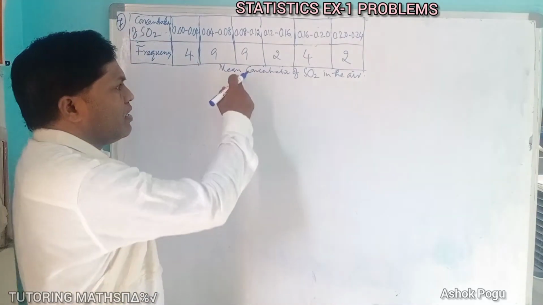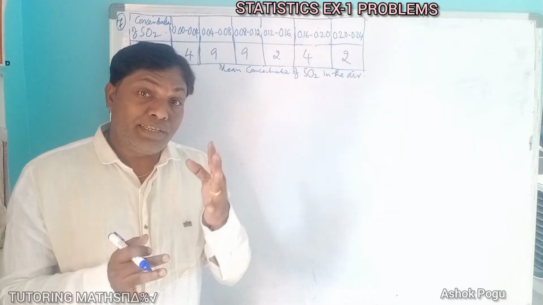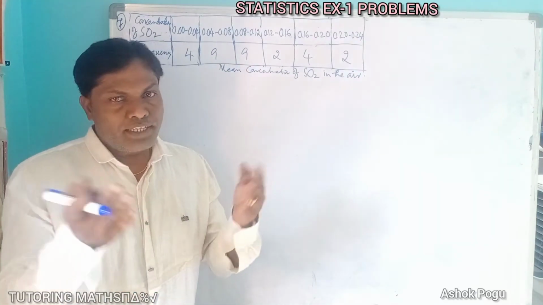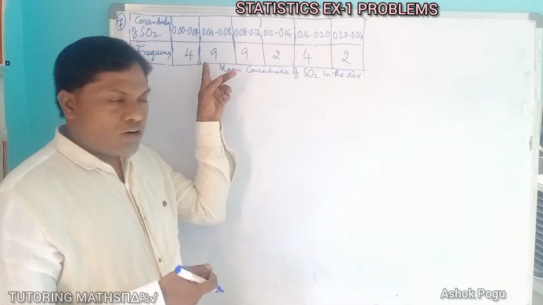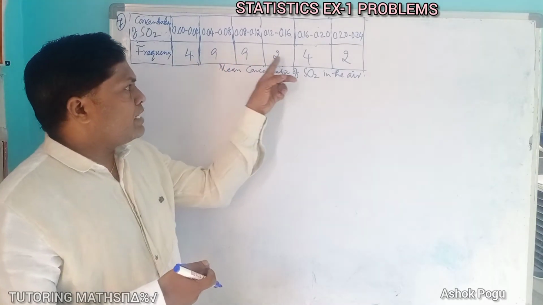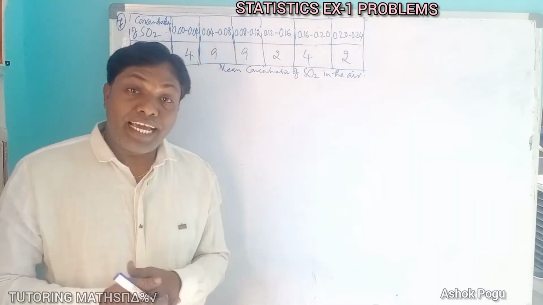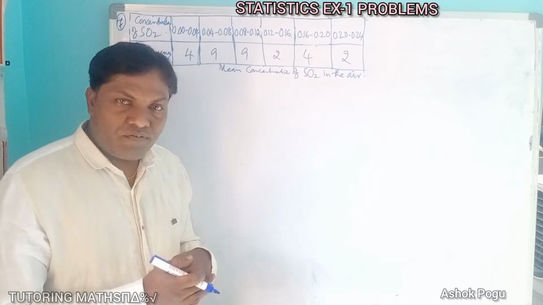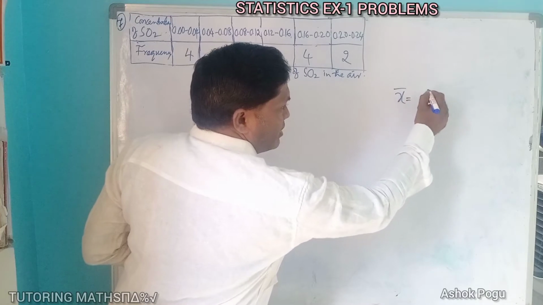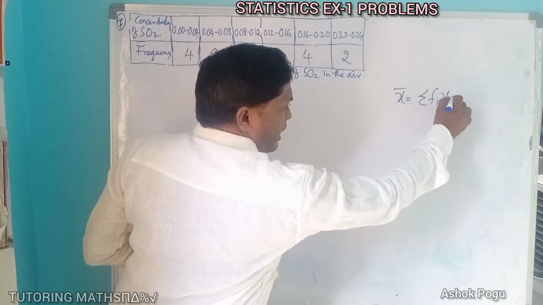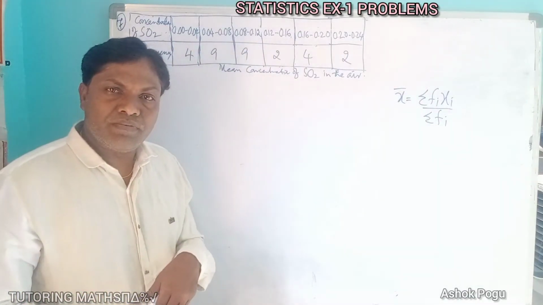Let us see. Here we have to find a mean, and as I already told you, you have to adopt one method, one of the three methods to find the arithmetic mean. First of all, observe the given data. The frequencies are 4, 9, 9, 2, 4, 2. The figures are very small, so you can go for the direct method, that is sigma fx by sigma f. You know the formula is x bar equals sigma fi xi by sigma fi. It is a very simple shortcut method, the direct method.